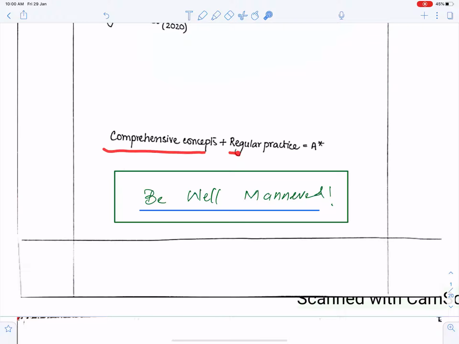Comprehensive concepts plus regular practice is equal to A star. This is the formula of getting the A star. An important advice for me and for everyone: we should be well mannered.